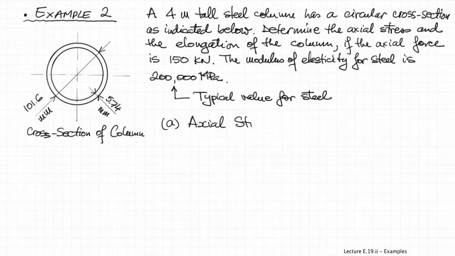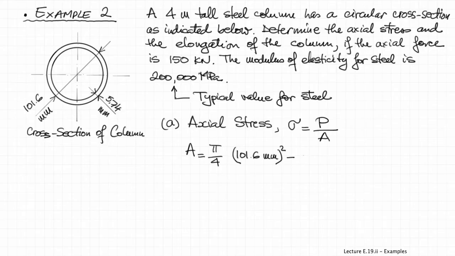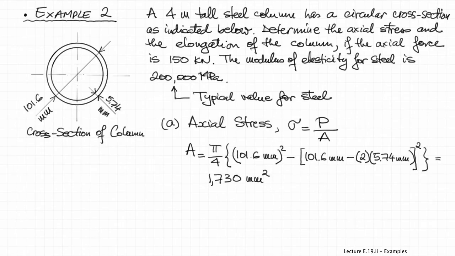So, the first question requires us to determine the axial stress in the column, which is equal to P over A. If we plug in the numbers, we need to determine again the cross-sectional area first, and I will calculate this area in the same manner as before, namely subtracting the area of the hole from the area of the outside circle, and that would give us a value of 1,730 millimeters squared.